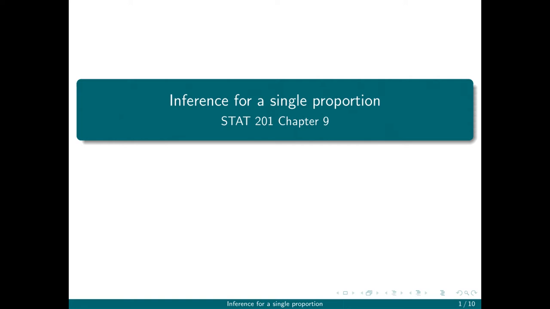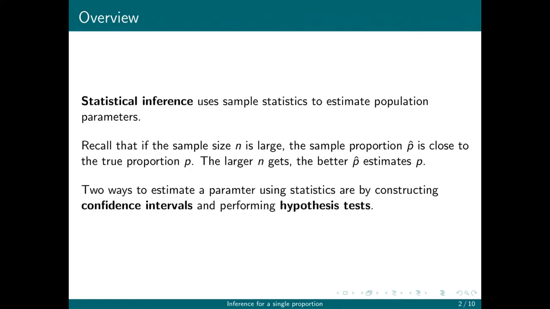Next, we're going to talk about using statistics to infer a single proportion. The whole idea of statistical inference is that it uses sample statistics to estimate population parameters. Recall that if the sample size n is large, then the sample proportion p hat is going to be close to the true proportion p. The larger the sample size, the better p hat estimates p.